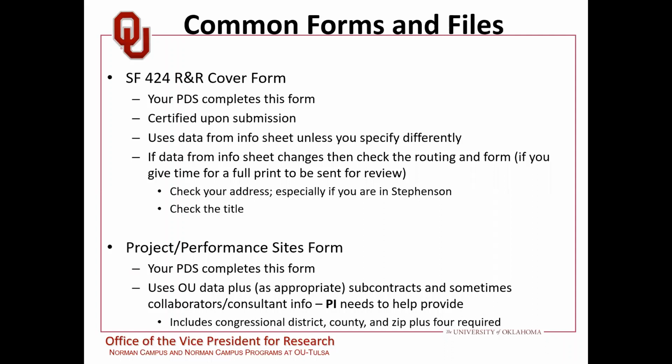There is information that you have to provide to help load these, especially if you've got subcontracts or collaborators that you want their performance site listed. So for example, we have to have the congressional district, the county, and the zip code +4. Without the +4, the form entry won't take it. So if you don't provide it to us, someone has to look it up, which takes time, which we may not have.